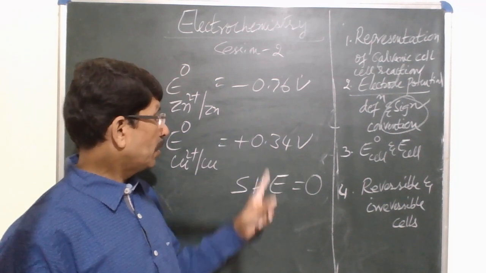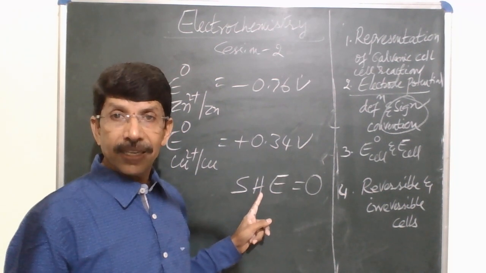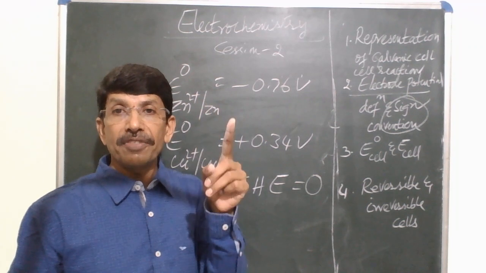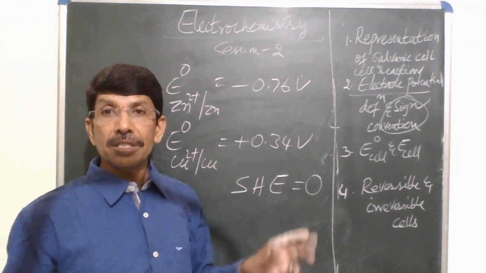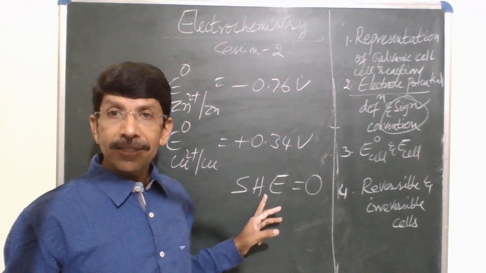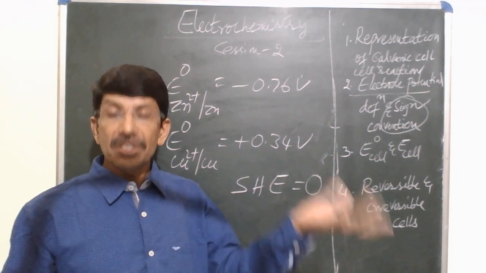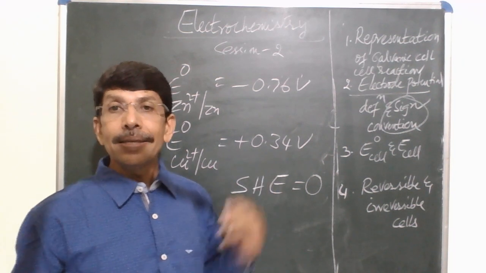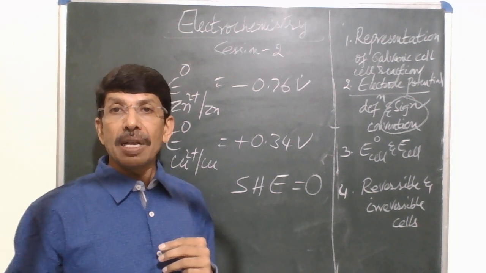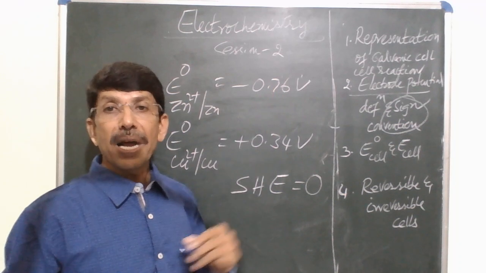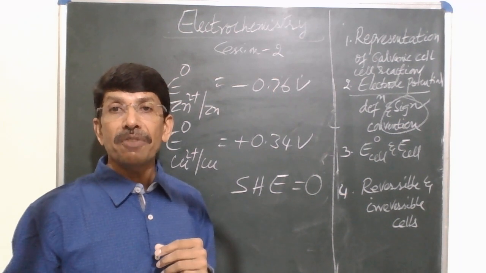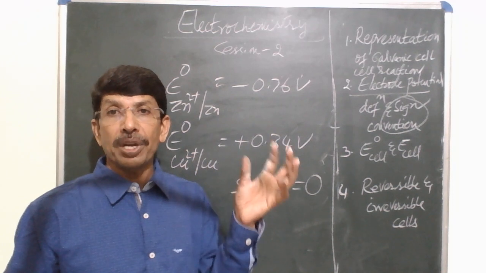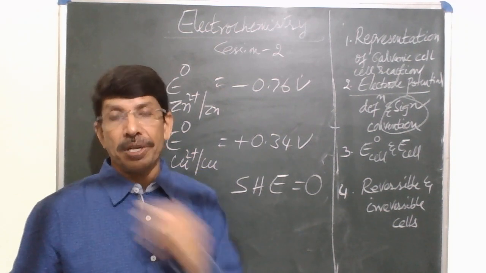So if a zinc electrode, a zinc rod dipped in 1 molar zinc sulfate solution at 25 degrees Celsius, is connected to SHE, and the EMF is determined, the EMF turns out to be negative, meaning the electrode potential of zinc is minus 0.76 volts. Because EMF of the cell is what? E cathode minus E anode. Cathode reduction potential minus anode reduction potential.